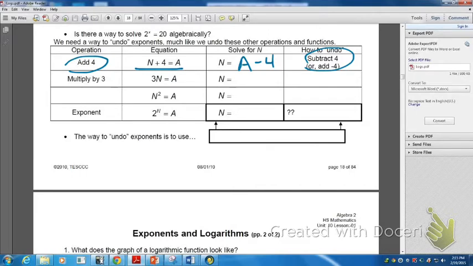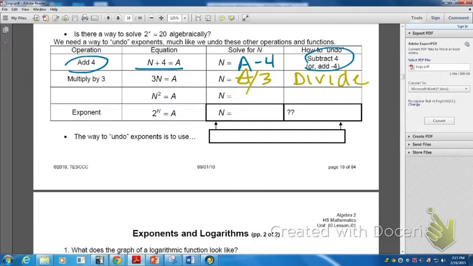So let's look at the next one. The next one is 3 times n. So this is multiplication, so we're going to divide by 3. When we divide by 3, we're going to get n equals, sorry, the a divided by the 3. So to undo the multiplication, what did we do? We divided. Okay.